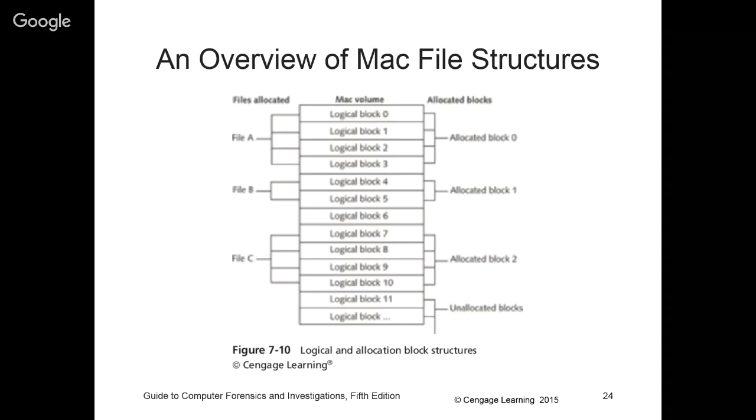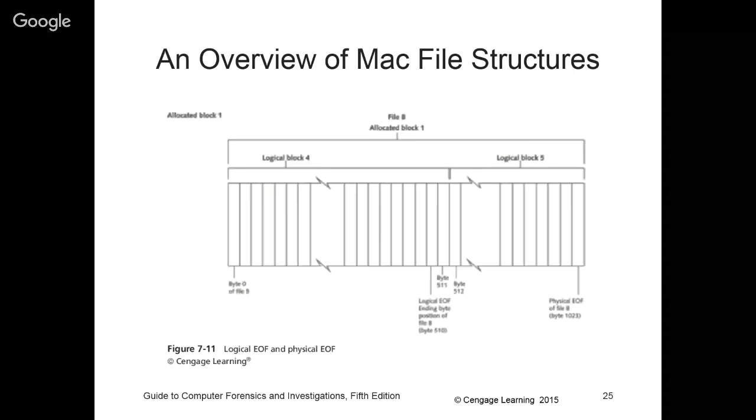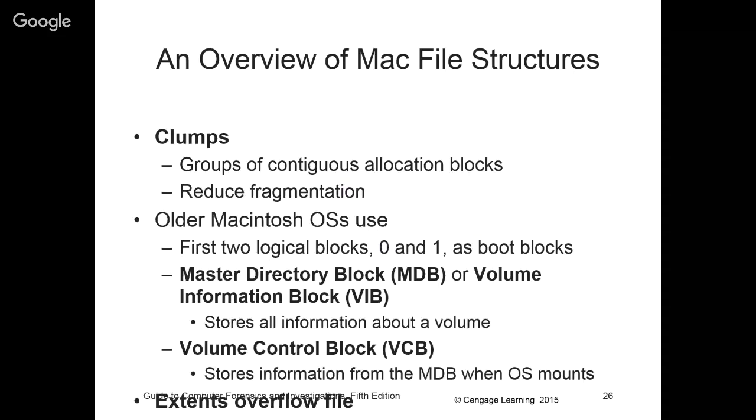And we can see how the files allocated A, B, and C have the logical blocks and the allocated blocks. Where file B spans allocated block 1 with logical block 4 and logical block 5 with the end of files in position. So clumps are a continuous allocation blocks group. They reduce fragmentation. The older Macintoshes used two logical blocks with 0 and 1 as boot blocks.